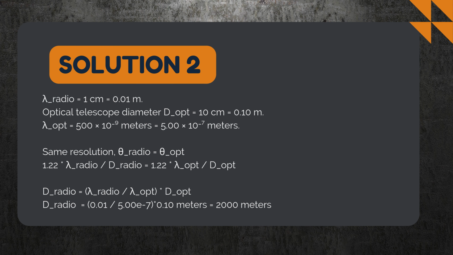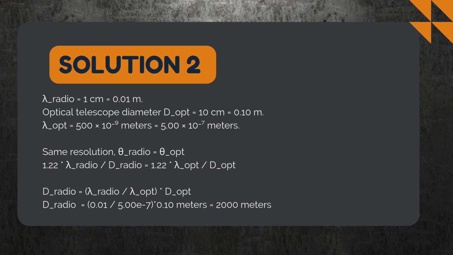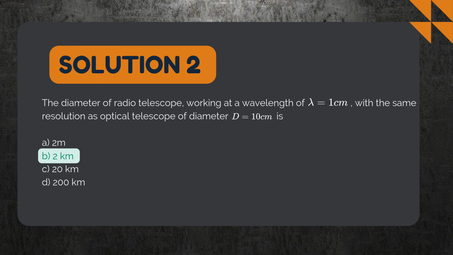We have lambda radio 1 centimeter equals 0.01 meters, optical diameter 0.1 meters, and an optical wavelength 500 nanometers equals 5 times 10 to the minus 7 meters. Use the fact that angular resolution theta is proportional to lambda by d. For the two telescopes to have the same resolution, the factor 1.22 cancels, so d radio equals lambda radio divided by lambda optic times d optic. Compute the ratio and multiply by the optical diameter to get 2,000 meters or 2 kilometers. So the correct choice is B, 2 kilometers.